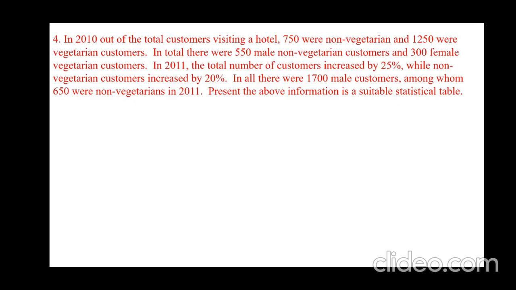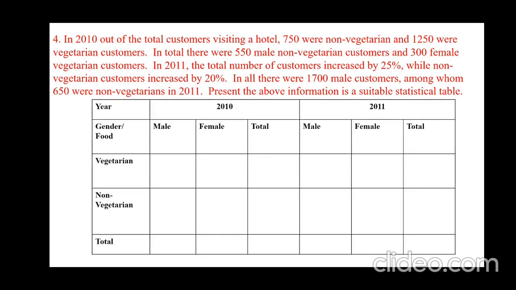Here it is given: total, non-vegetarian, vegetarian. First one, look at that. See the 2010 and 2011 columns, and then male, female, total, vegetarian, non-vegetarian. Now look at 750. 750 were non-vegetarians. Then 120 were vegetarian customers, 1250. Then in total there were 550 male non-vegetarian customers. Read the question and answer accordingly. Then 300 female vegetarian customers, in 2010. So these are the four values you got.